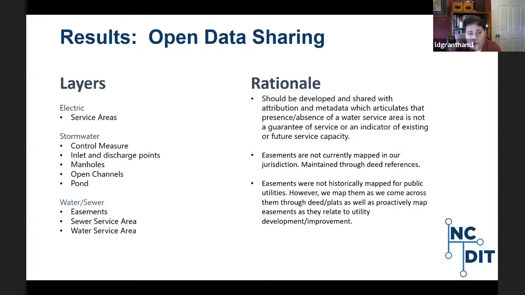Stormwater infrastructure, you might see control measures, which might be areas where we could stop or interrupt stormwater flow, pond areas, manholes, open channels, or ditches. Those kinds of things may be publicly available. And in fact, we found some folks where they were releasing those publicly. And then water and sewer, we've got some public layers of easements. So sometimes within the tax cadastre of a county, they may make easements available. So we could see those publicly. And again, service areas, so water and sewer service areas.